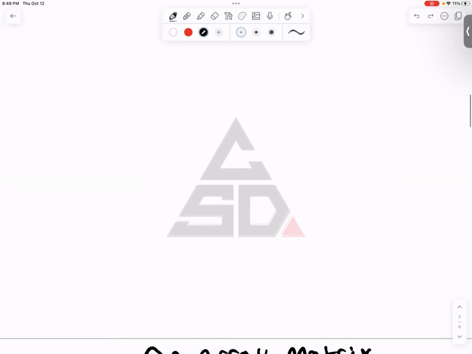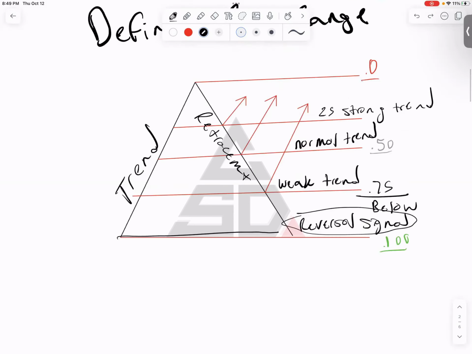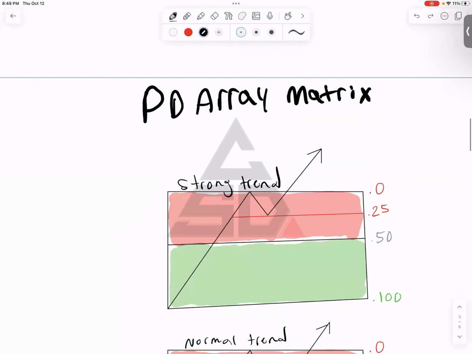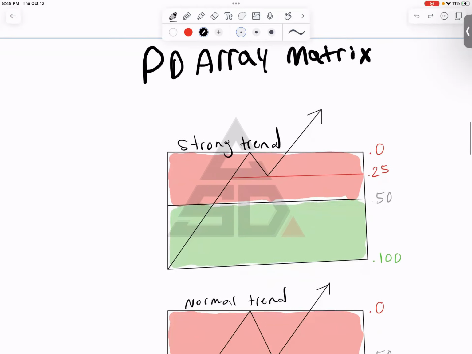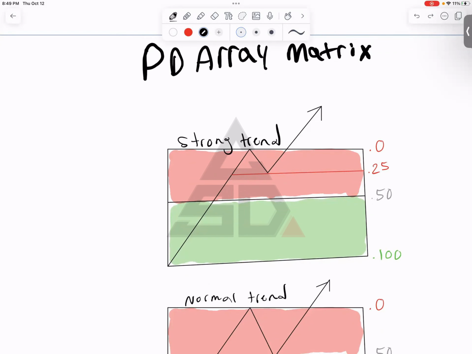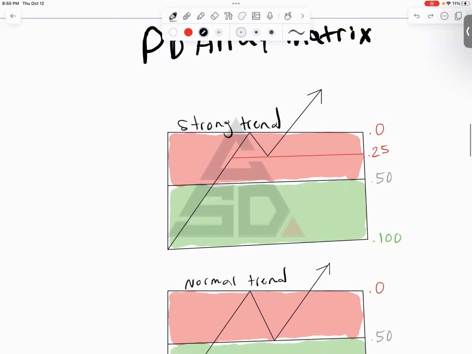So just think about what I just taught in the previous slide. Just remember this, and let's continue on to actually combining both together, as far as the PD array matrix and the actual retracement levels. So the PD array matrix: you've got a strong trend. As you can see, like we previously spoke about, rejection from the 25% signifies a strong trend in the premium area, and they continue up.